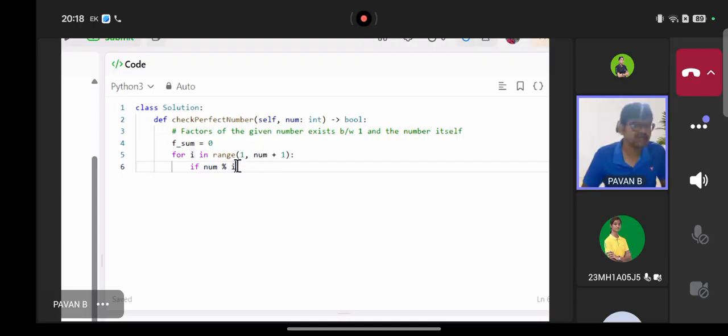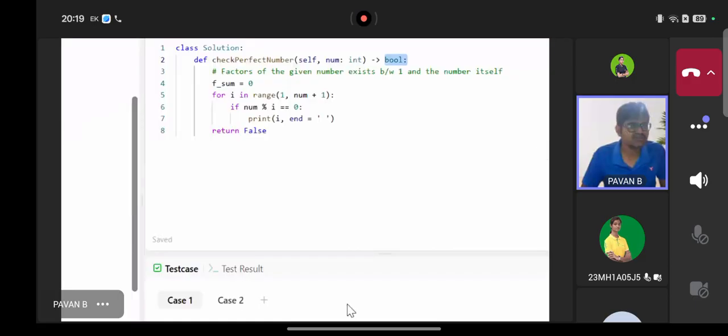If any number in that range divides num in such a way that the remainder is 0, then you can say it's a factor, right? So for the moment, I'm just printing the factor, print i and a space. So I know that this will fail all the test cases. For the moment, I'm returning false because this particular function is supposed to return a Boolean value.